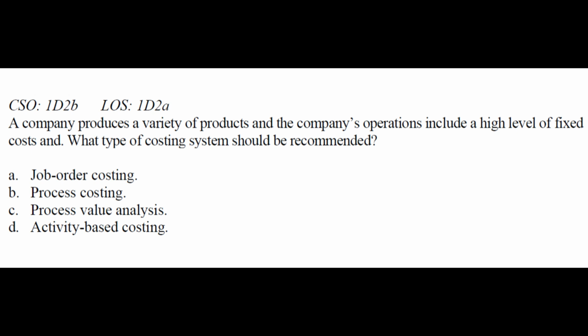D. Activity-based costing. Correct. ABC is best suited for companies with multiple products, high fixed/indirect costs, and complex overhead structures. It improves cost accuracy by assigning costs based on activities that actually drive costs. Correct answer. D. Because the company has product diversity and high fixed costs, the most appropriate system is activity-based costing, ABC, which provides more accurate cost allocation by tracing overhead to cost-driving activities rather than broad averages.